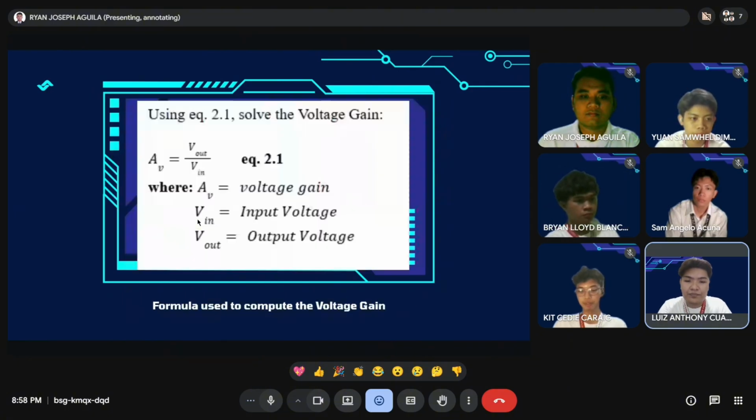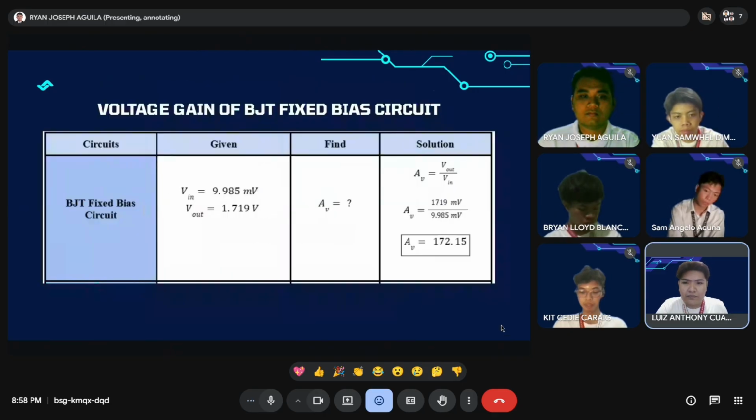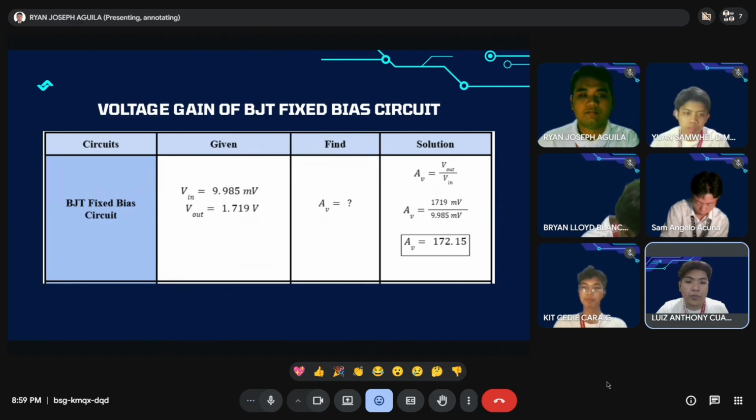Next slide. And now, this is the formula used to compute the voltage gain. For the manual computation of the voltage gain of the BJT fixed bias circuit, the input voltage is 9.985 millivolts and the output voltage is 1.719 volts. To find the voltage gain, we use the formula Av equals output voltage over input voltage. We substitute the given, which is 1719 millivolts over 9.985 millivolts, which results in a voltage gain of 172.15.